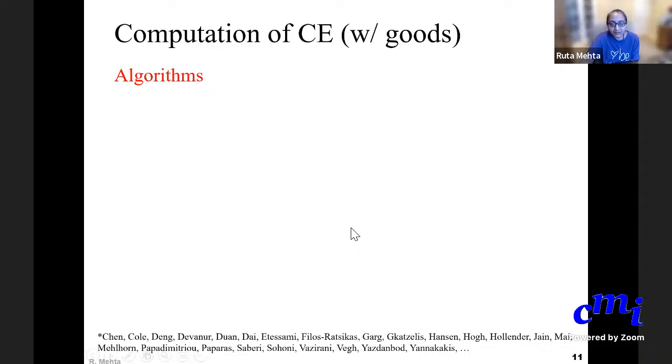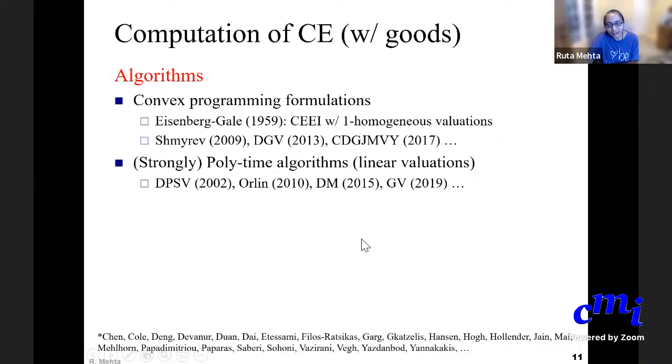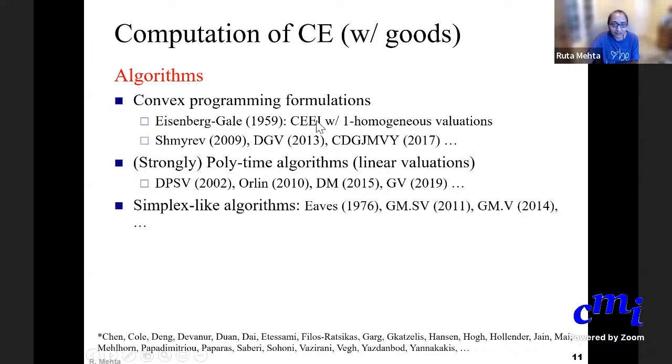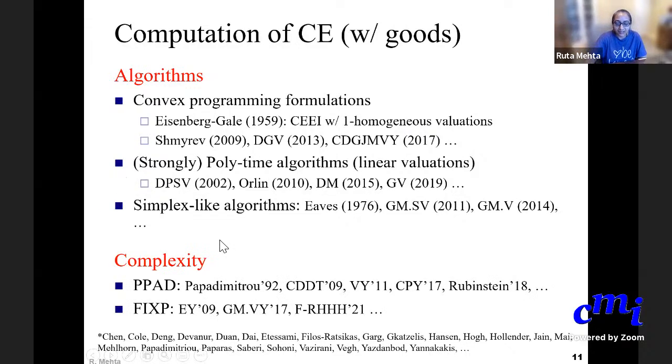There is an amazing amount of work on this age-old topic within economics when all the items are goods. There are convex programming formulations, really fast algorithms, provably fast, non-provably fast, simplex-like algorithms, meaning an algorithm that just follows a path on some polytope. In some cases the problem is pretty hard, and formally we can prove that there cannot be really fast algorithms for these cases. The point I want to make in this slide is that it's an extensively studied topic.